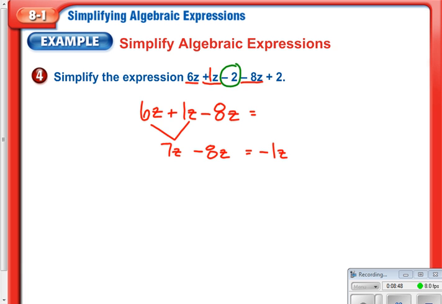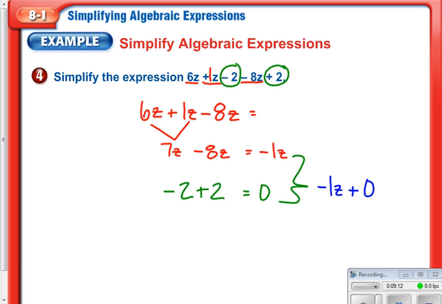Last piece, I have to combine my like terms here. Well, I have a negative 2 and a positive 2. So down below this, I'm going to write negative 2 plus 2. The reason I'm adding 2 is because it's a positive 2. I get 0. So these are the two that I would combine together, and I get negative 1z. I don't need to put plus 0 or minus 0 because when you add 0, you don't get anything. So your answer in this problem is negative 1z.